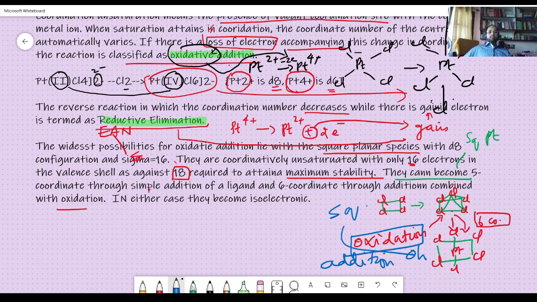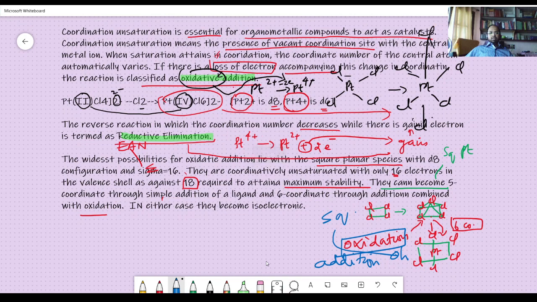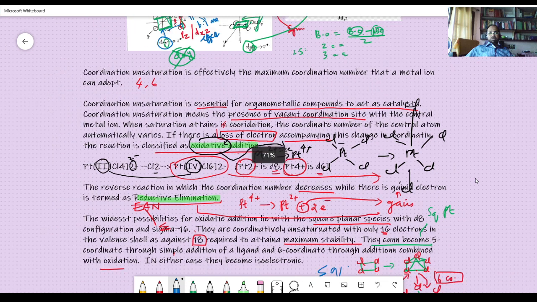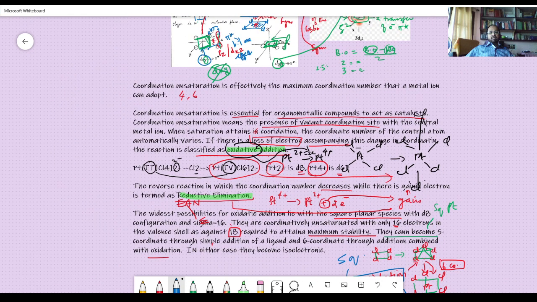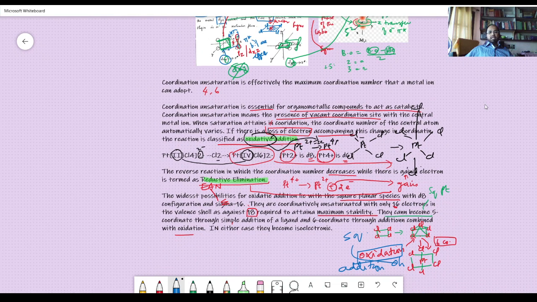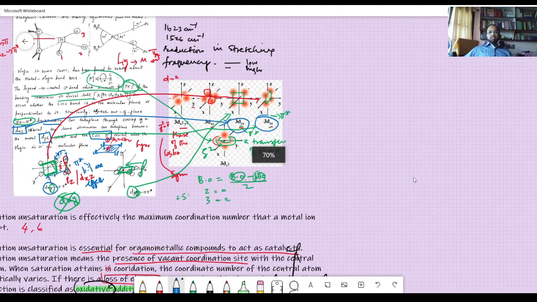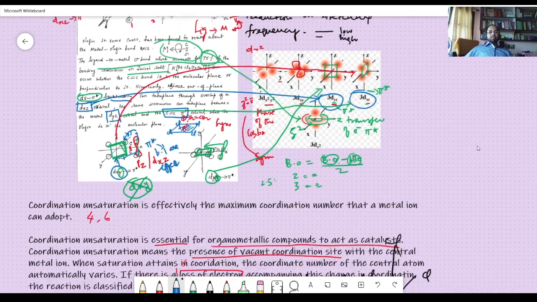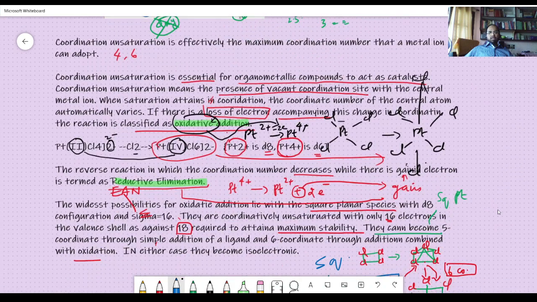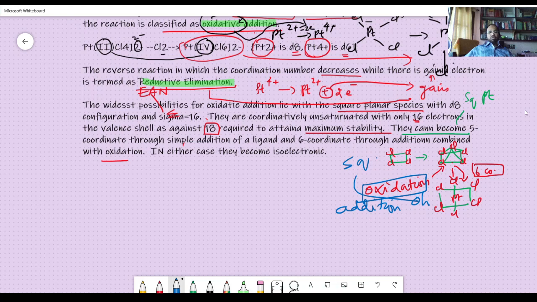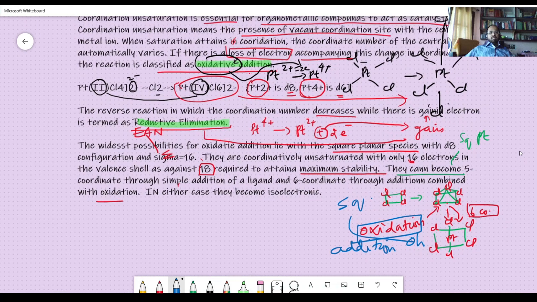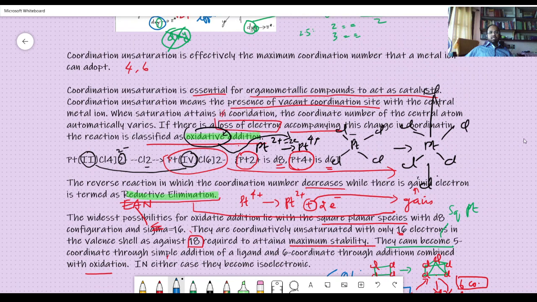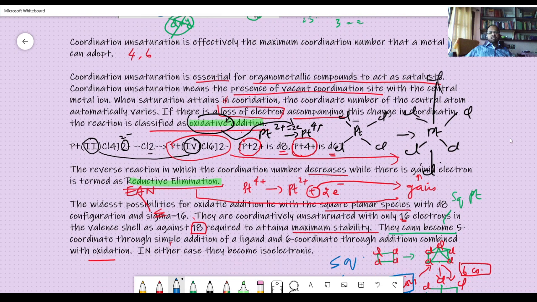So in either case, they become less electron deficient, meaning the number of electrons surrounding the metal approaches the effective atomic number. This is very essential in the context of certain catalytic reactions, particularly the Wilkinson's catalyst reaction, in which you add hydrogen and there is also a reductive elimination. So in this context, coordination and saturation and the Dewar-Chatt-Duncanson model are also essential.